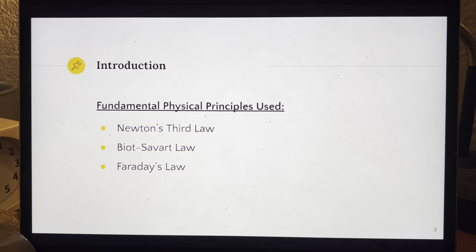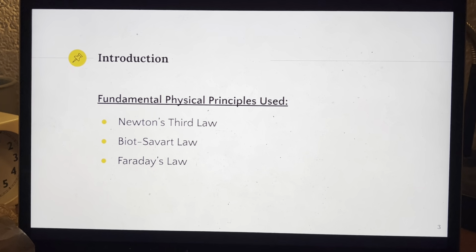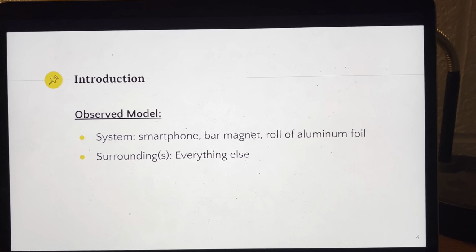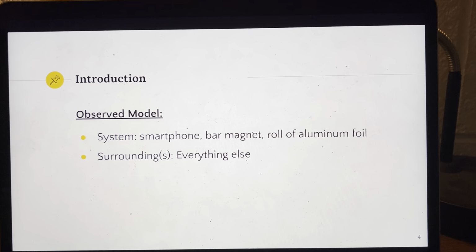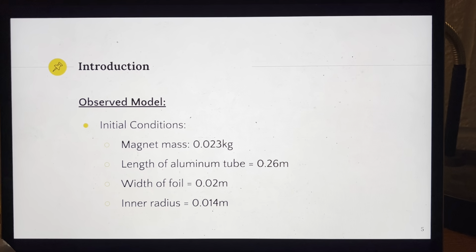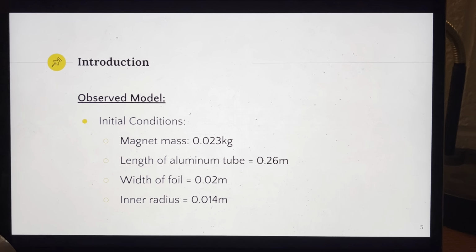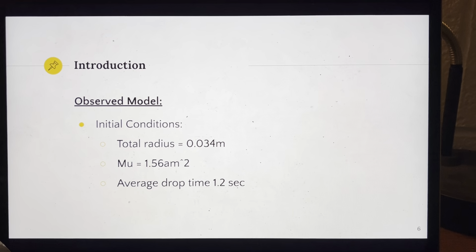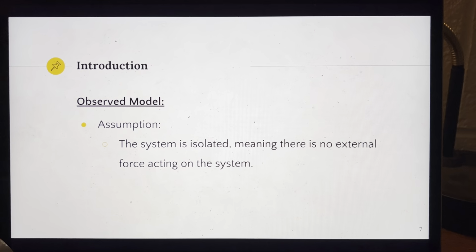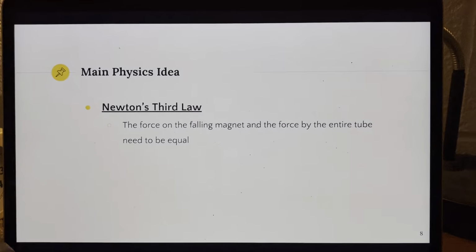The fundamental physical principles used here are Newton's third law, the Biot-Savart law, and Faraday's law. The observed model for the system is the smartphone, bar magnet, and tube of aluminum foil, and the surroundings are everything else. For the initial conditions, we have magnet mass, length of aluminum tube, width of foil, inner radius, total radius, mu, and average drop time. The assumption here is that the system is isolated, meaning there's no external force acting on the system.